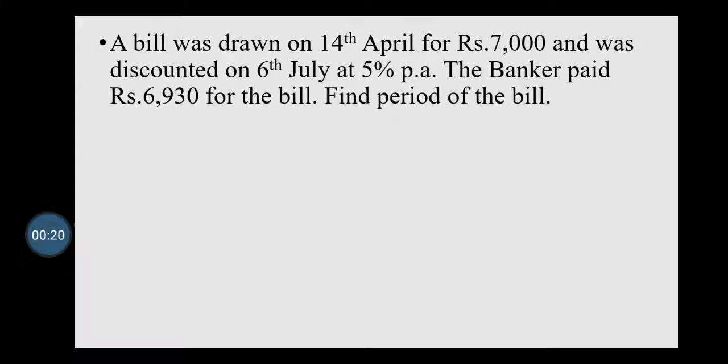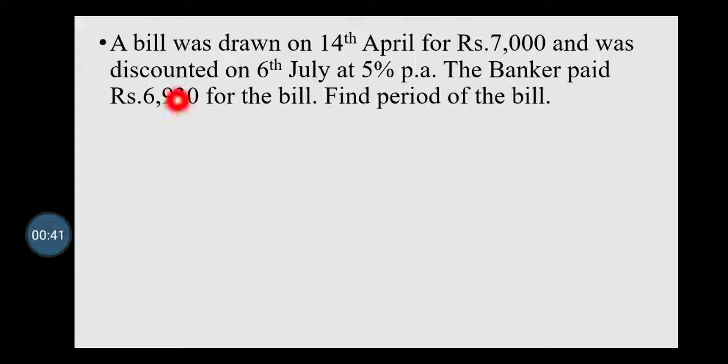A bill was drawn on 14th April for rupees 7,000 and was discounted on 6th July at 5% per annum. The banker paid rupees 6,930 for the bill. Find the period of the bill.